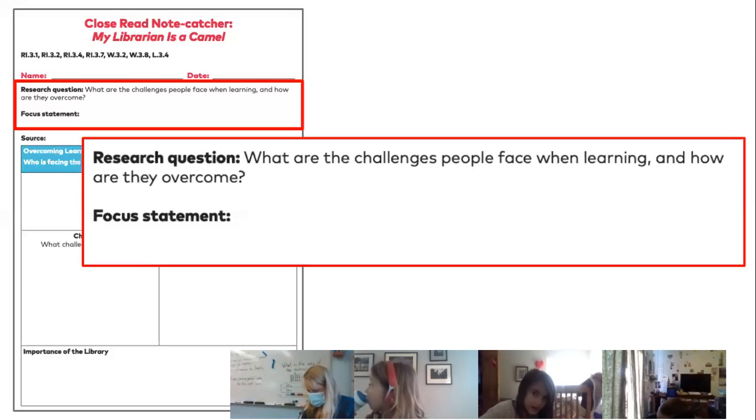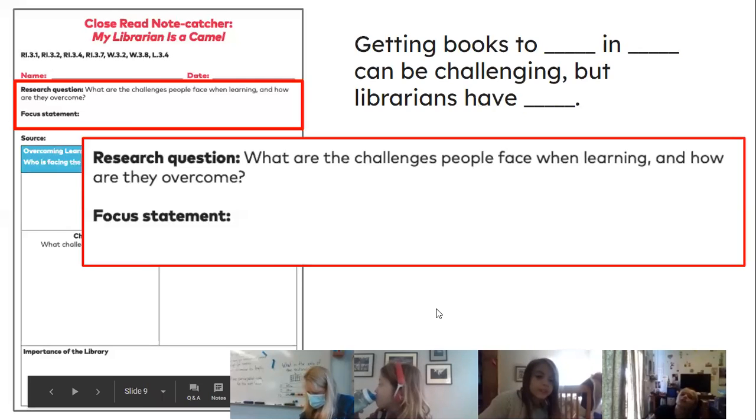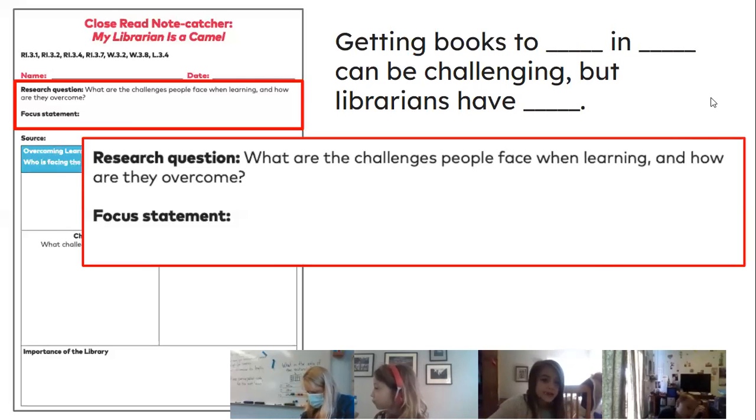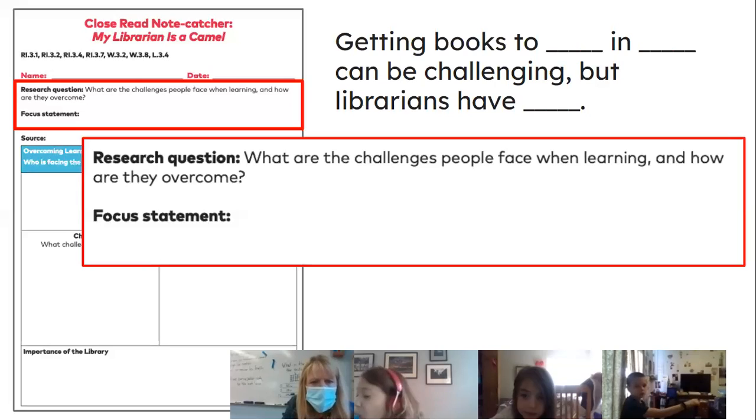All right, so here's our focus statement. We're going to write in that one spot right there. So I'm going to give you a sentence stem. Does everybody see at the top there? My friends in the back, can you see up in the right-hand corner where it says getting books to blank in blank can be challenging, but librarians have, and then a blank.